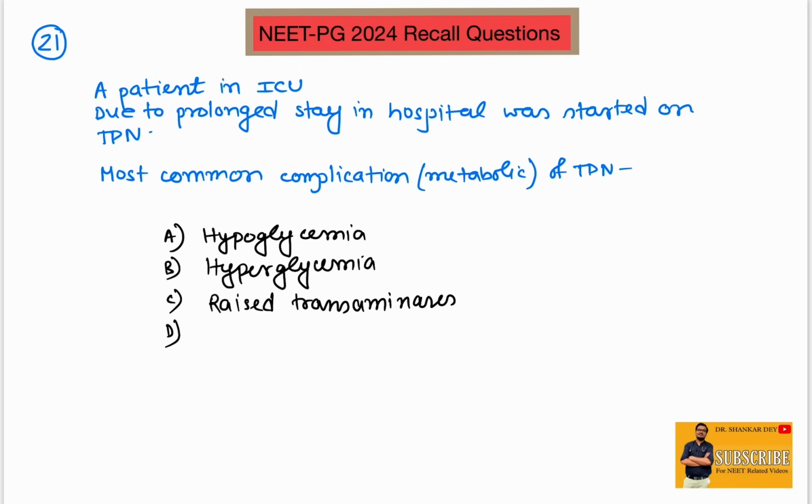A patient in ICU, due to prolonged stay in the hospital, was started on TPN, total parenteral nutrition. What is the most common complication of TPN? Probably a metabolic complication was asked, and the options were hypoglycemia, hyperglycemia, or raised transaminase enzyme. So the answer is hyperglycemia. Hyperglycemia is the most common metabolic complication of TPN.